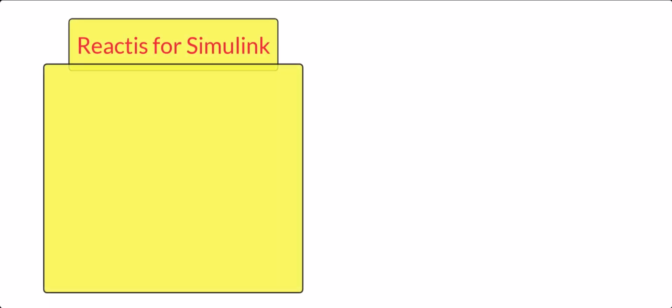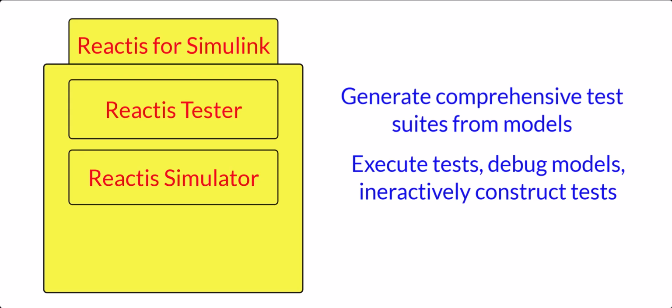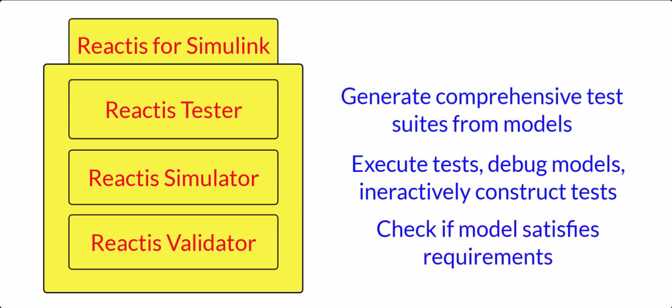To recap, we have seen how Reactis supports a model-based design process. Reactis Tester lets you generate comprehensive test suites from models that can help detect runtime errors, perform regression testing, and check if C code conforms to a model. Reactis Simulator is an advanced debug environment for Simulink models that lets you execute tests while tracking coverage and observing data values. Reverse execution helps to diagnose issues detected. Reactis Validator lets you formulate requirements your model should satisfy and then perform an automated search for violations. The net effect of using these tools is more robust embedded software at a lower cost.